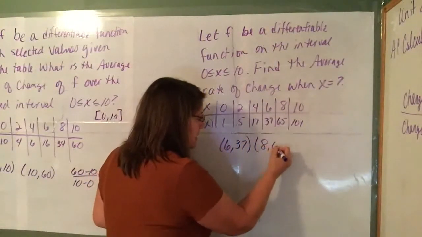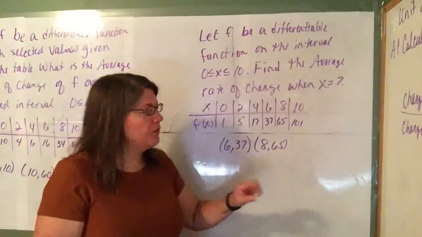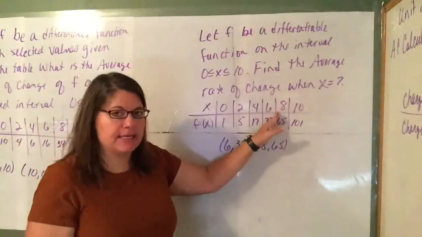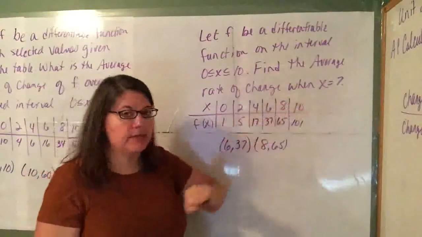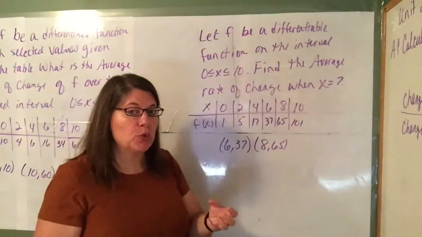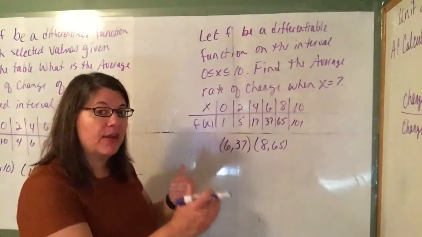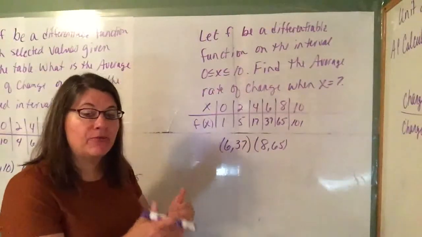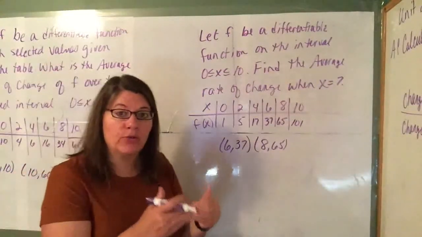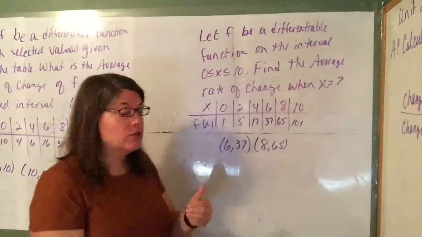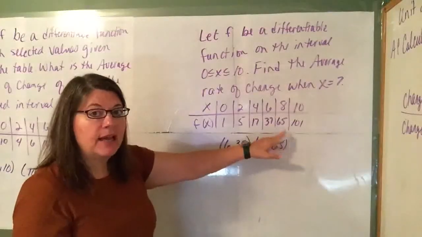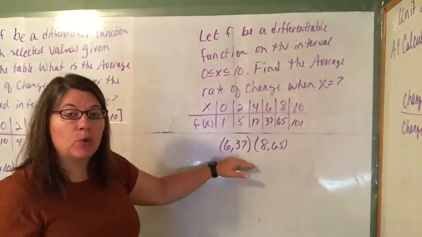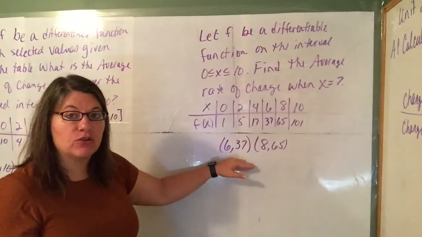So think about that. If 7 would be between 6 and 8, we're going to use the ordered pair 6, 37 and 8, 65. Since x equals 7 is between 6 and 8, and they've asked us to find the average rate of change for x equals 7, if we just take the two ordered pairs on either side of that x value they're giving us, we will be able to find the average rate of change for that particular x value. So I'm going to use the 6, 37 and the 8, 65 as my ordered pairs, and I'm going to find the average rate of change for those.